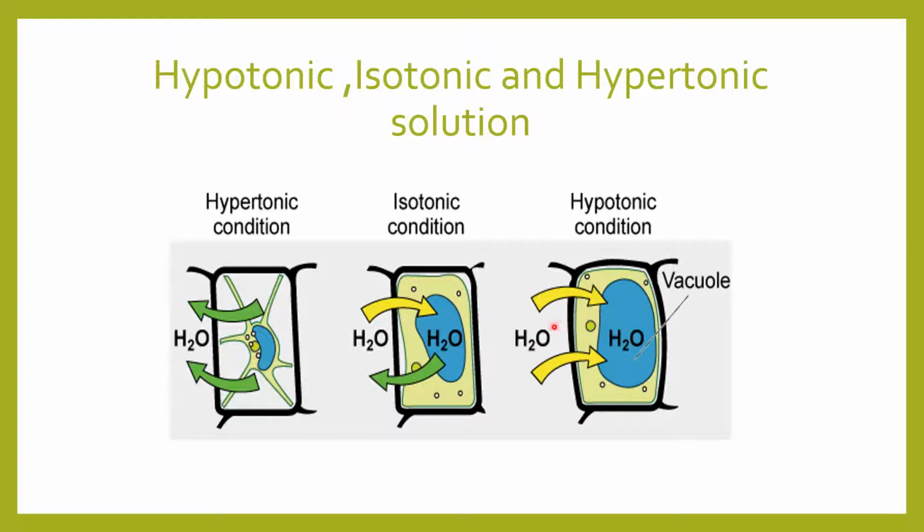So water molecules move from the higher concentration to the lower concentration. In this condition, the cell of a plant, which is protected by a cell wall, has an advantage because the cell wall doesn't allow the cell to burst. But if I take an animal cell and put it in a hypertonic solution, due to the movement of water molecules from outside to inside, the cell swells up and it can burst.